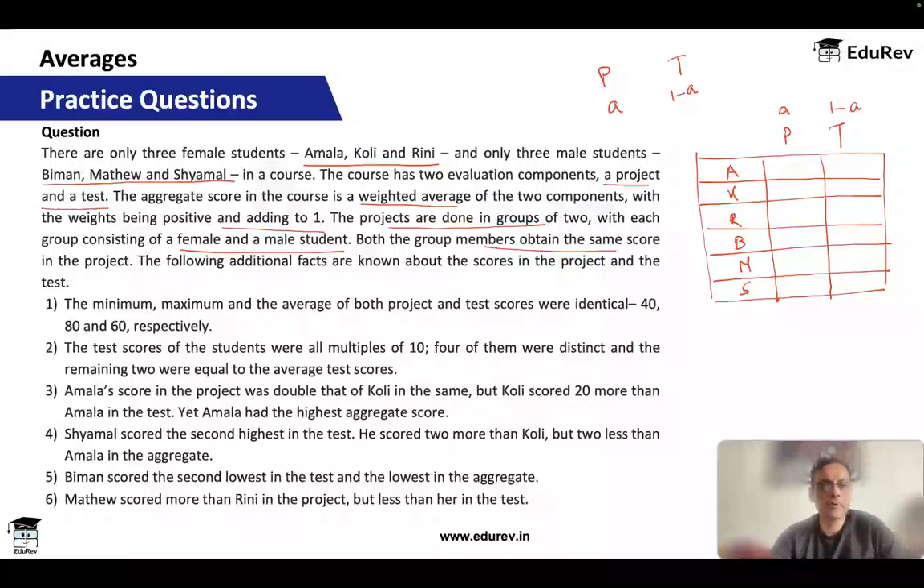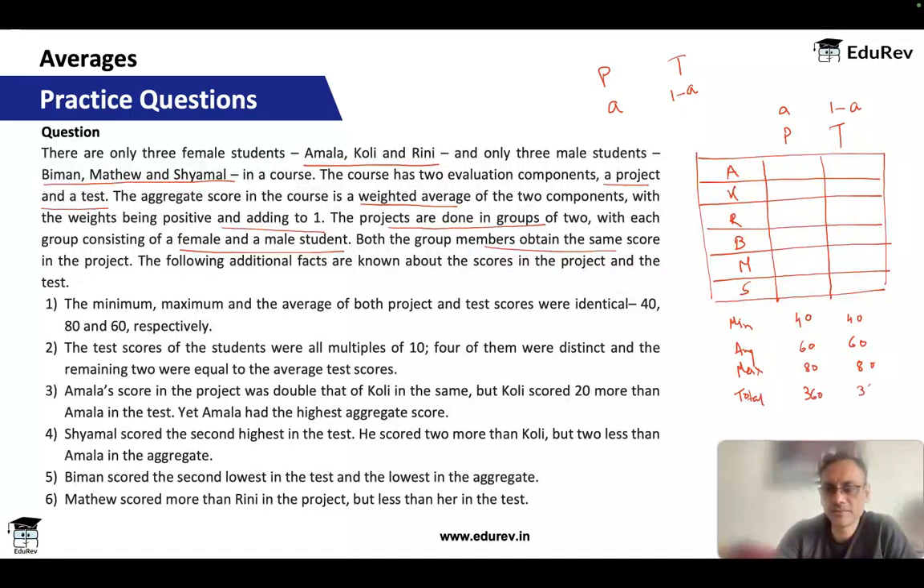Okay. The minimum, maximum and average of both the project and the test were identical. They were 40, 80 and 60. So minimum for both is 40. Average for both is 60. And maximum for both is 80. And because you know the average, you also know the total will be into 6. So it will be 360 and 360.